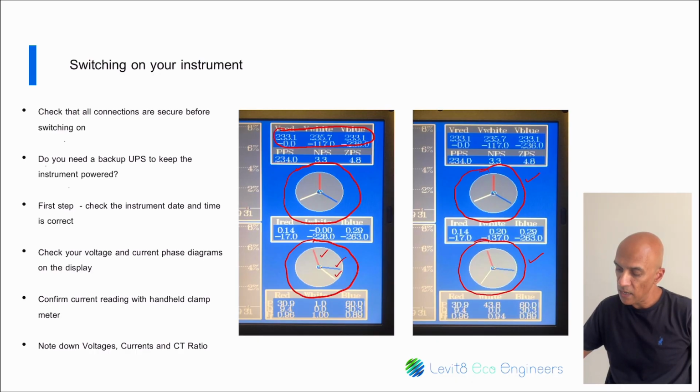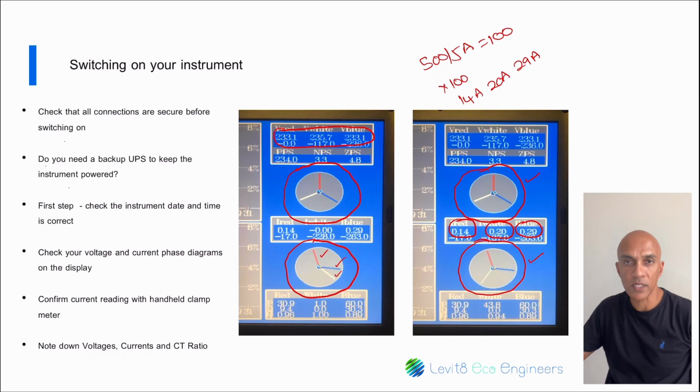So in my case, I'm using the 5 amp 1 volt transducer. So basically I'm reading 0.14 amps on phase A, 0.2 amps on phase B, and 0.29 amps on phase C. So if I had a 500 to 5 ratio, then my ratio is equal to 100. So what I would do is take each of these and multiply them by 100. So my first phase would give me 14 amps, and my next phase would give me 20 amps, and my next phase would give me 29 amps.